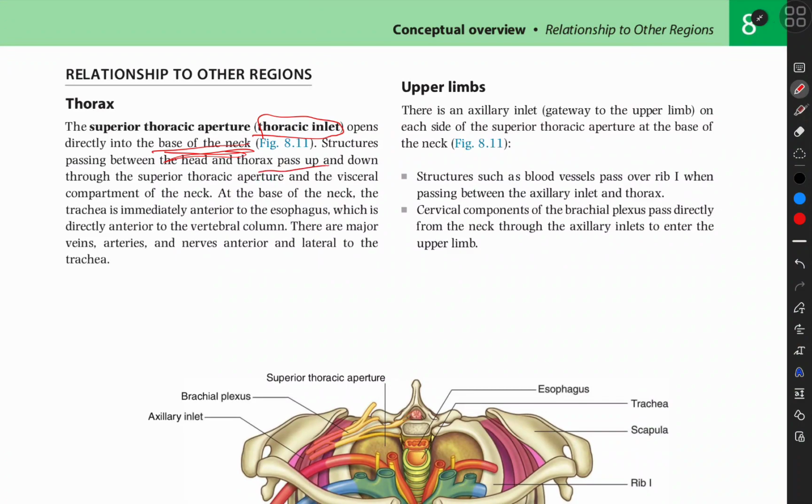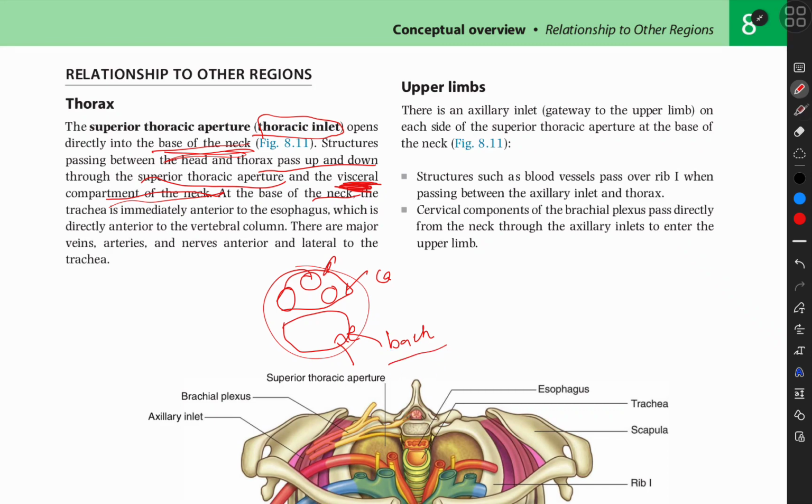Structures passing between the head and thorax pass up and down through the superior thoracic aperture and the visceral compartment of the neck. The important thing is the visceral compartment, because the structures that do pass through the neck's other compartments don't communicate with the thorax in that manner. This is the visceral compartment, and these are the carotid compartments, or the vascular. I think vascular and visceral are important for us for studying the thorax. And this communicates with the back, so I think we're already done with the back. We don't need to do something about this right now.